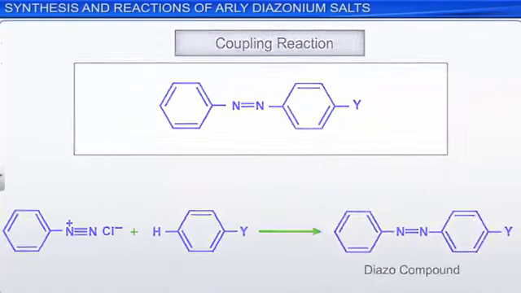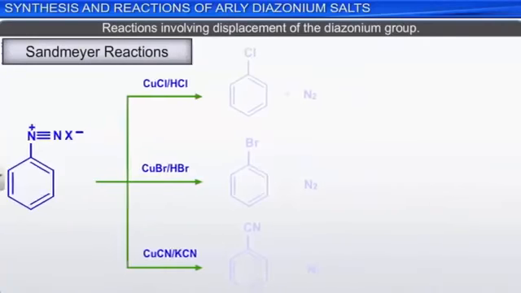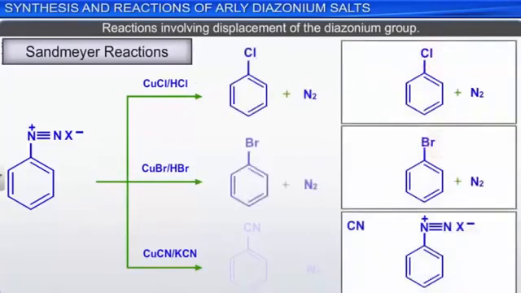We first consider the reactions that involve the displacement of the diazonium group. The first group of reactions that we will discuss are known as the Sandmeyer reactions. In these reactions, the diazonium group is replaced by a chloride, bromide, or cyanide ion in the presence of copper(I) ions. Nitrogen molecules are released as a byproduct of the Sandmeyer reactions.